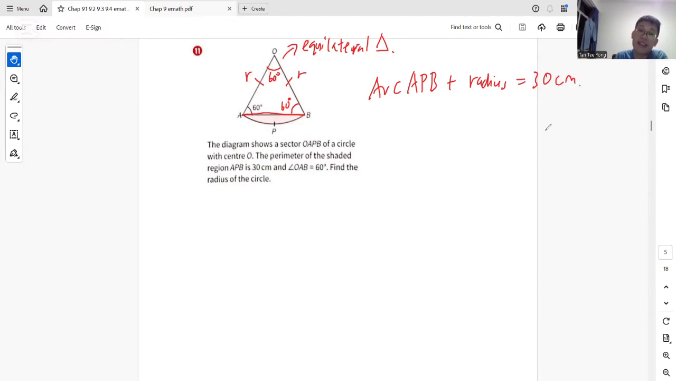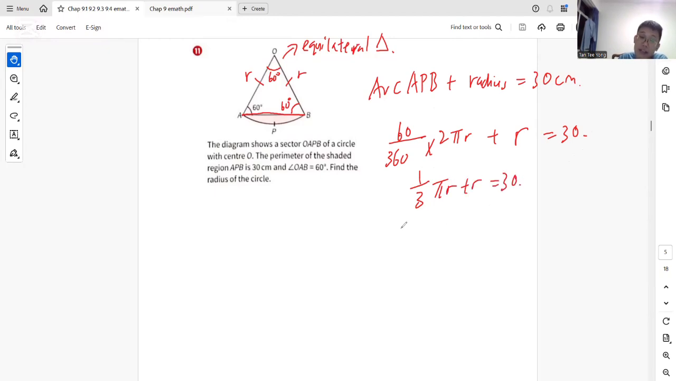30 cm. So arc APB, how to find? It is 60 over 360 times 2 pi R, plus R equals 30. 60 over 360 is just 1 over 6, so 1 over 6 times 2 is 2 over 6, which is 1/3. So 1/3 pi R plus R equals 30. Factorize out R, so R times (1/3 pi plus 1) equals 30. So R equals 30 divided by (1/3 pi plus 1).